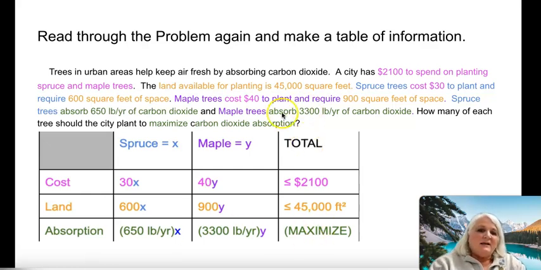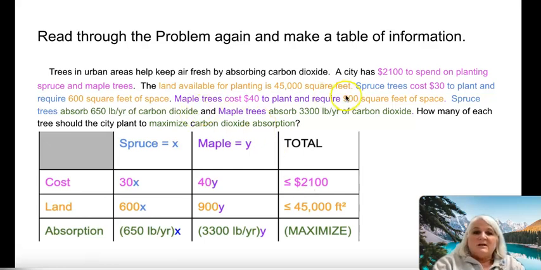And then I look at the 3,300 pounds per year of carbon dioxide, which is the maple trees. So underneath my maple trees, I'm putting 3,300 pounds per year times Y. The Y stands for the number of maple trees. Okay, and then I'm filling in my costs. So I'm looking for the dollar signs. I have $2,100, and that's all that the city has to spend. So whatever I spend has to be less than that. So I have less than or equal to $2,100.